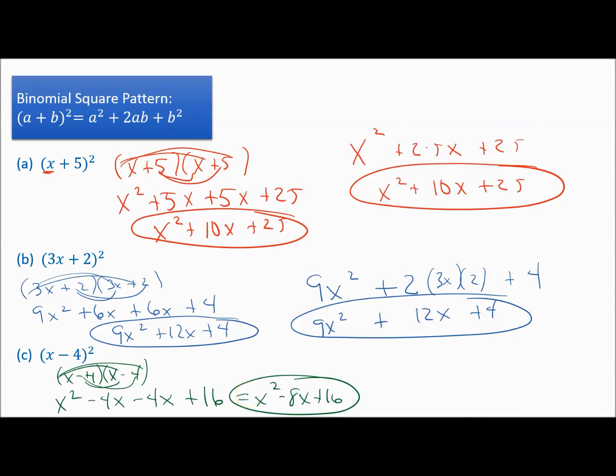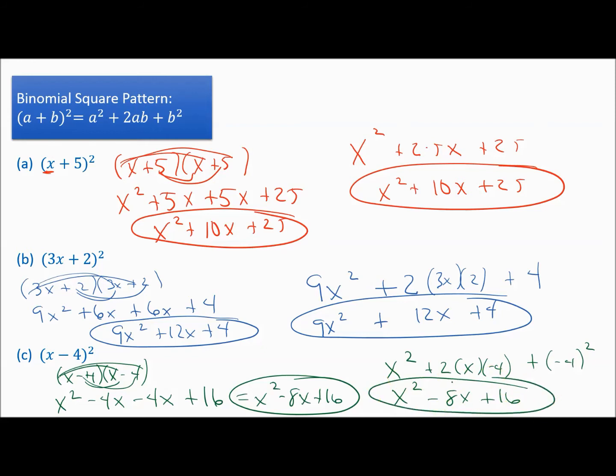But instead, if I use the binomial square pattern, I'm supposed to square the first one. So the first one is x, squared is x squared. Then I'm supposed to multiply 2 times each of them multiplied together. So it's going to be plus 2 times x times negative 4. You got to take the negative with it. And then plus b squared, so plus negative 4 squared. Simplify, that's x squared minus 8x plus 16. And notice that's exactly what we got the other way.